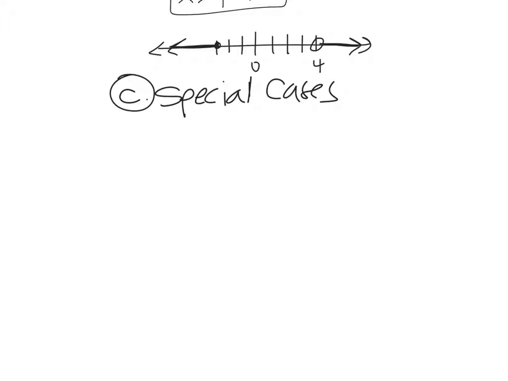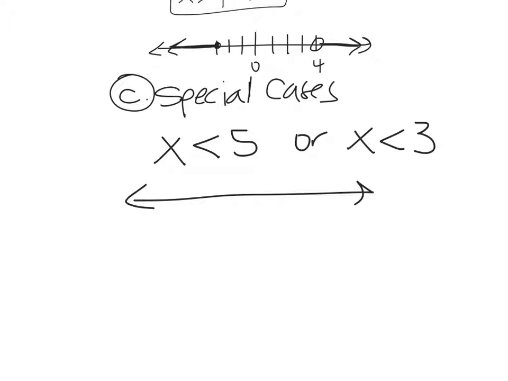All right, special cases. Now, what happens if something like this happens? Numbers that are less than 5 or numbers that are less than 3. Okay, because sometimes they're not going to be nice. We want the ands to come together usually, and we want the ors to go apart. This one's saying, hey guys, tell me numbers that are less than 5. Or numbers that are less than 3. Numbers that are, these go the same direction.